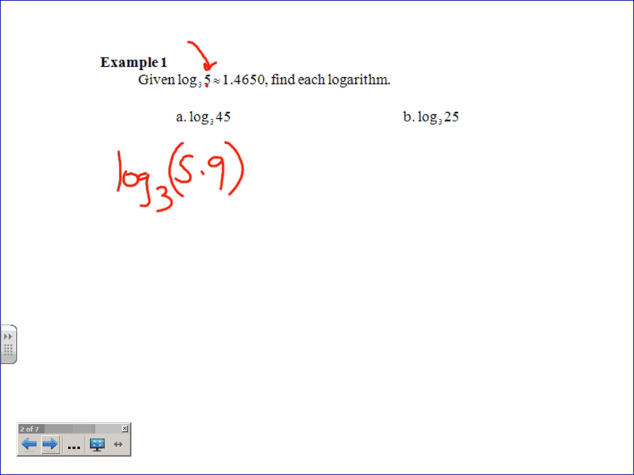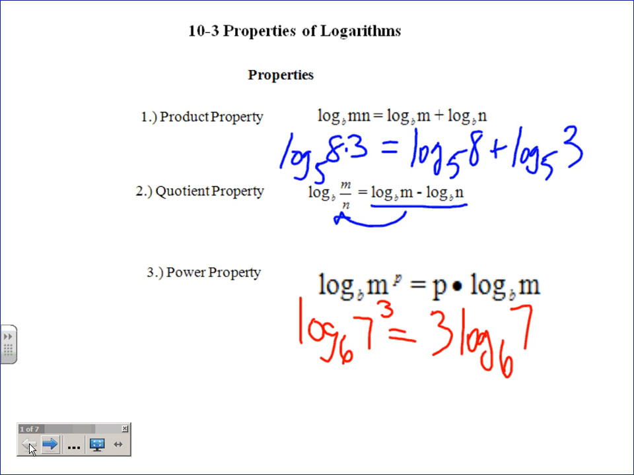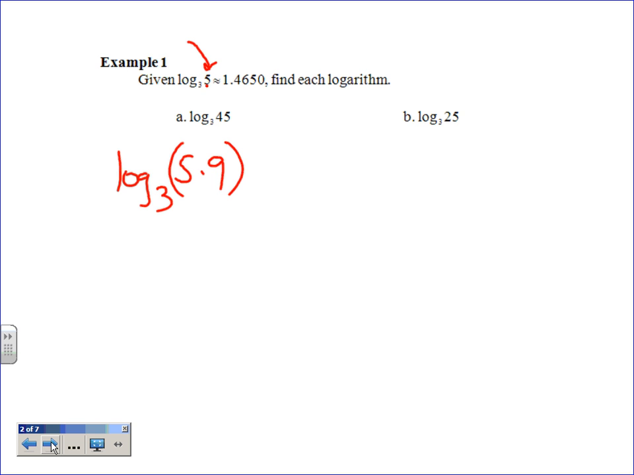According to the product property, what am I allowed to do? If I have two numbers that are multiplied together right here, I am allowed to split them up, right? And so this could equal, and I'll put it down here, log base 3 of 5 plus log base 3 of 9. Is it okay if I put log base 3 of 9 first and then log base 3 of 5 for this one? Yeah, it's like commutative again. Yep, it's fine.